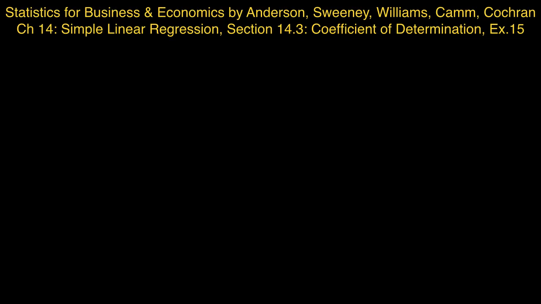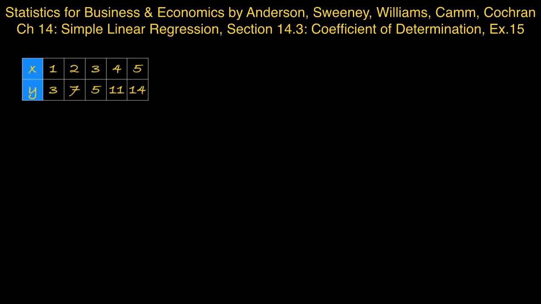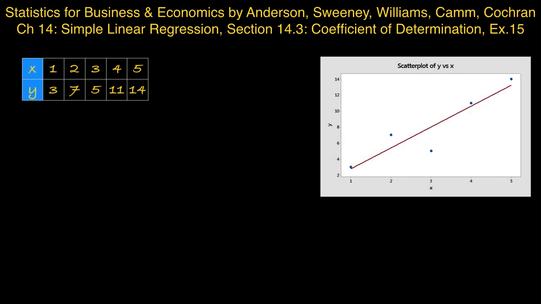The data from exercise 1 are as follows. The estimated regression equation for these data is y hat equals 0.20 plus 2.60 times x. And then here's the scatter plot of the data together with the simple linear regression line.